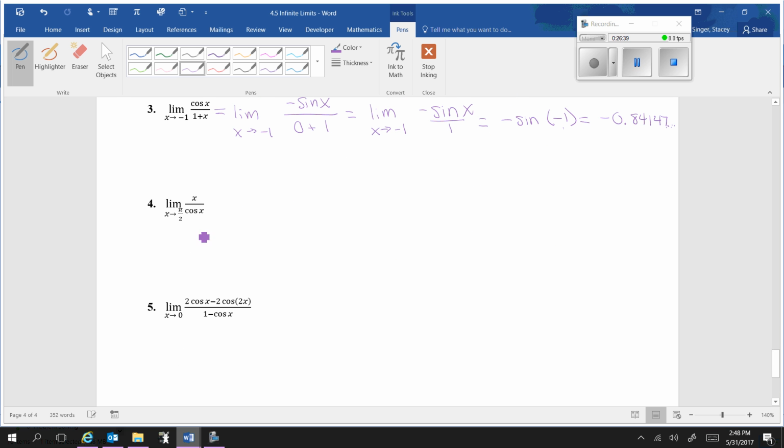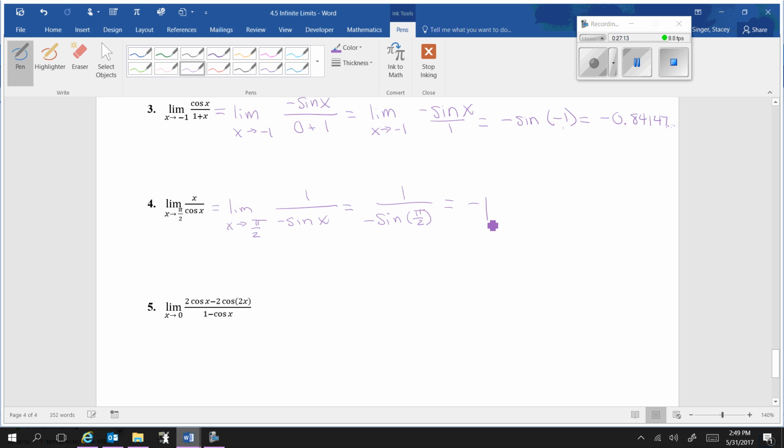If I were to type in pi over 2 and a cosine, that gives me 0 in my denominator. So again, you have to take the derivative. So derivative of x would be 1. Derivative of cosine x is negative sine x. So now if I type that in with a pi, 1 divided by negative sine of pi over 2. Remember, it has to be in radians. You get negative 1.